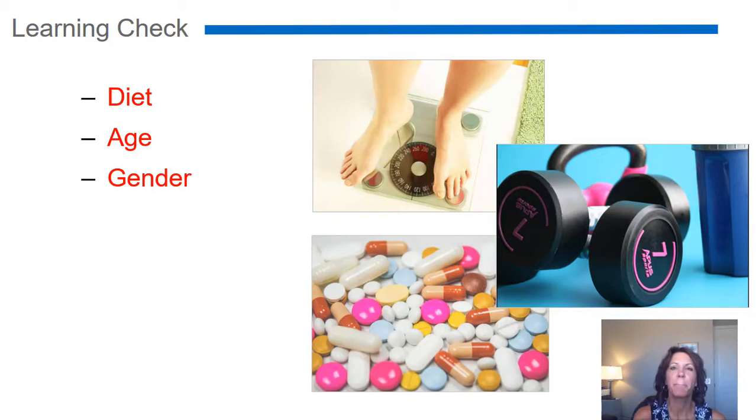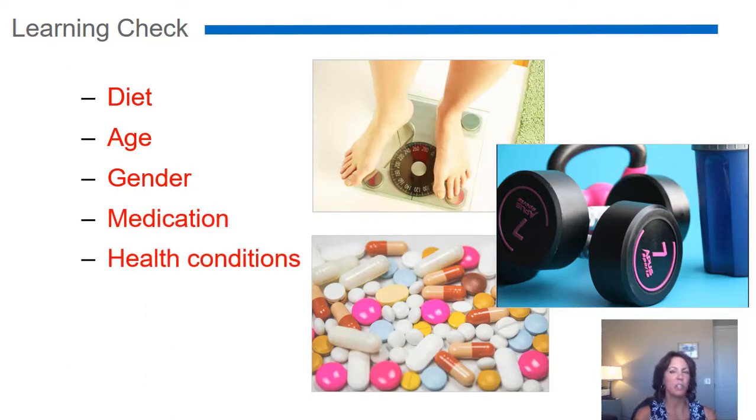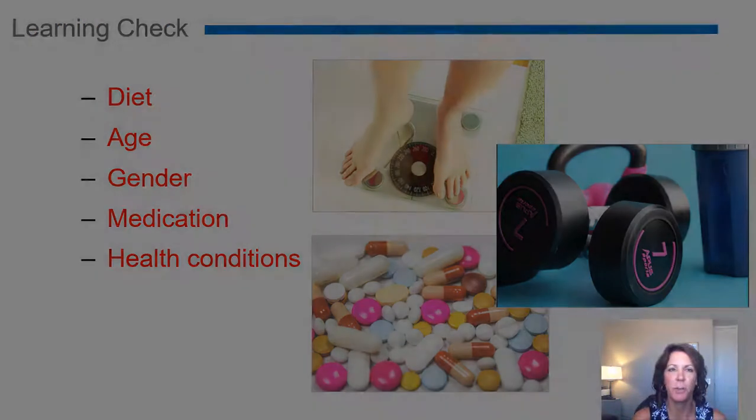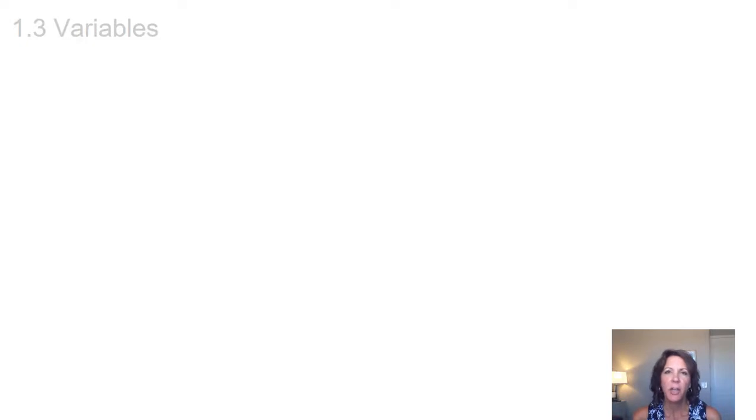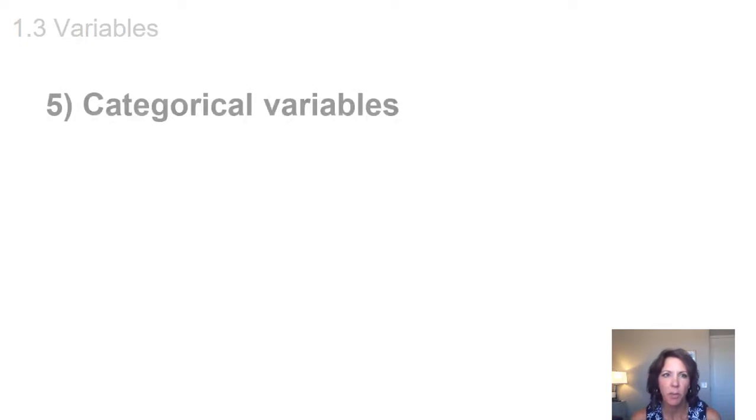Gender. It's easier for males to lose weight than females, and so maybe there were more males in the weight loss group. Medication might have had something to do with it, health conditions. There are all sorts of things that might have really been responsible for this difference that are in addition to or in place of the independent variable.